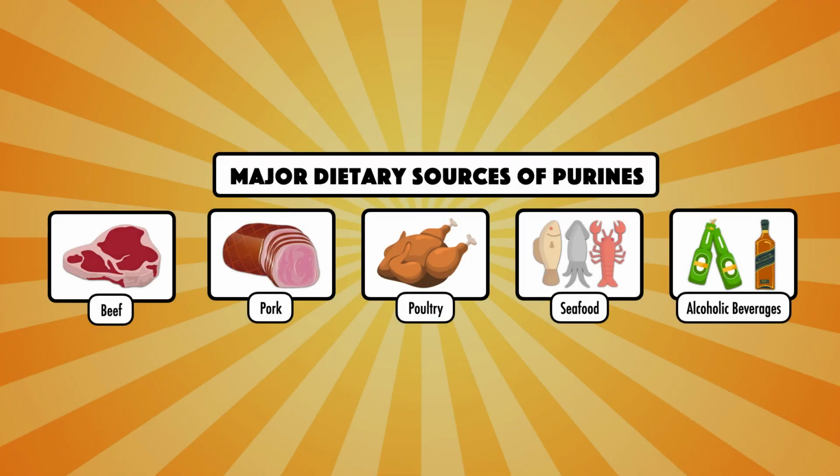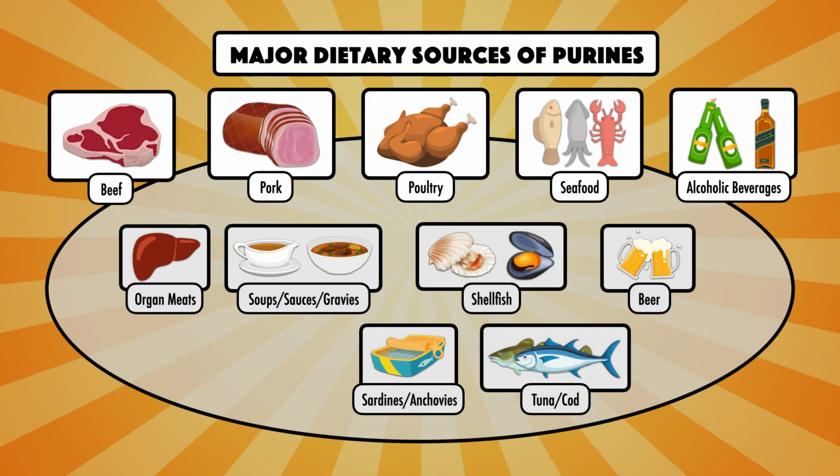The major dietary sources of purines are beef, pork, poultry, seafood, and alcoholic beverages. Individual selections from these groups that are particularly high include organ meats like beef and pork liver, soups, sauces, and gravies made from meat, shellfish like scallops and mussels, sardines and anchovies, tuna and cod, and beer.